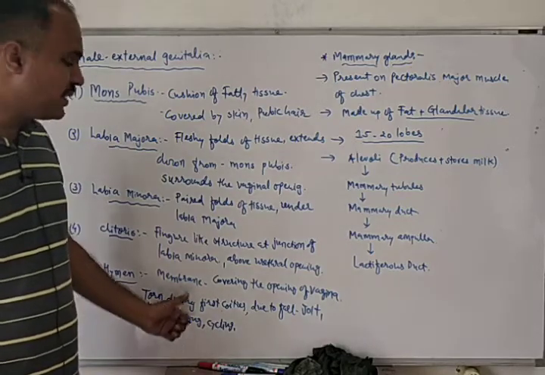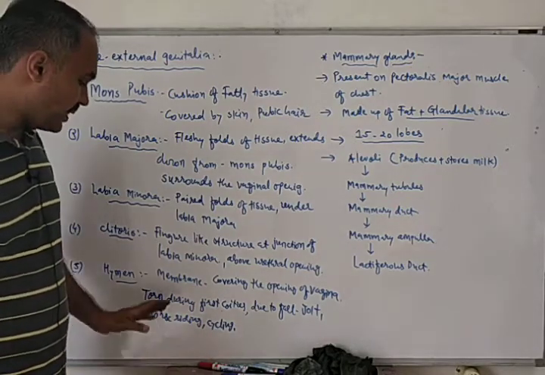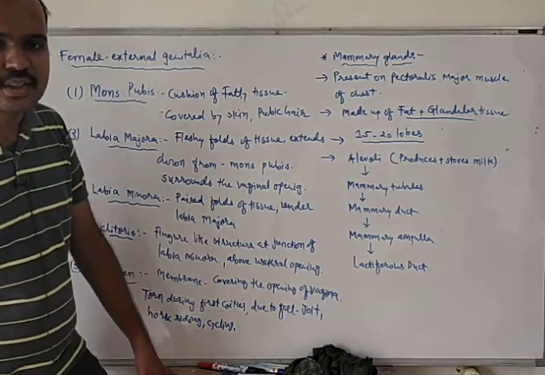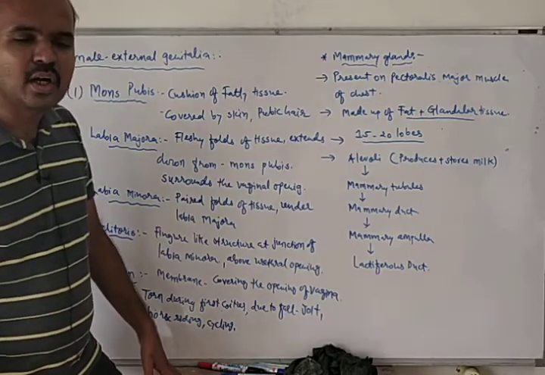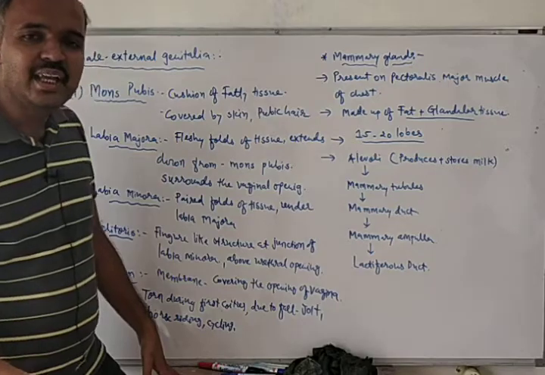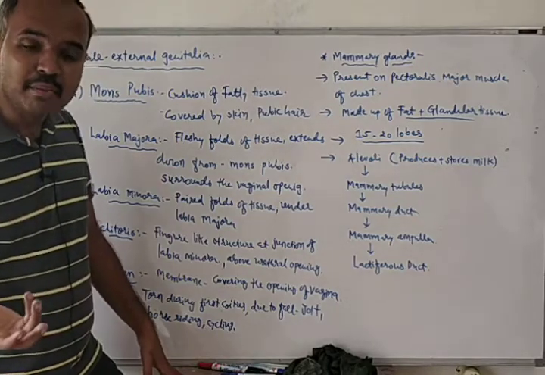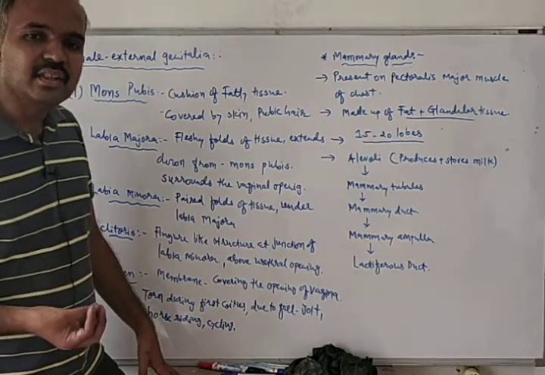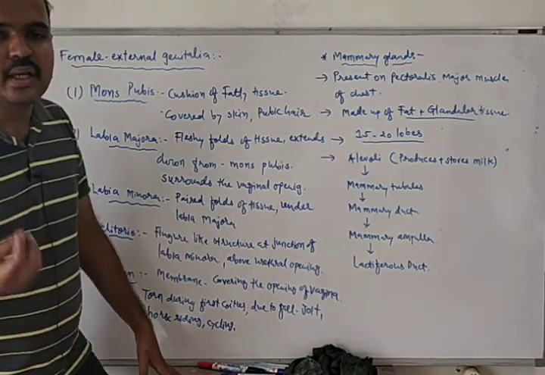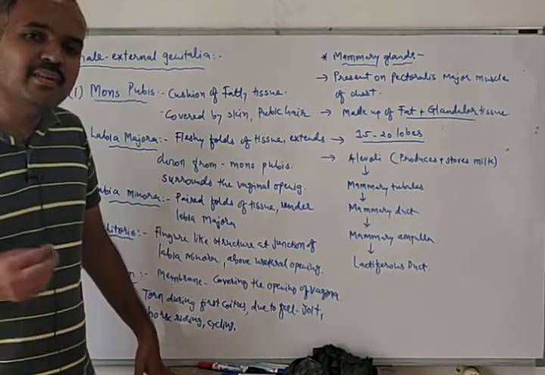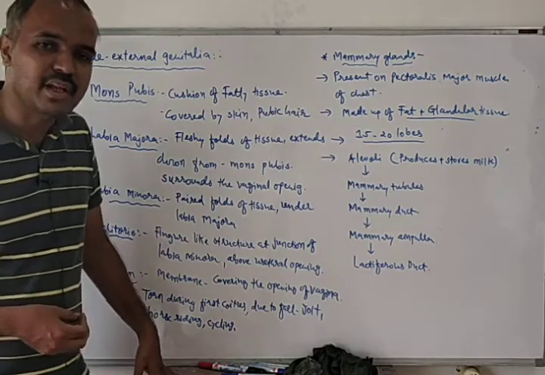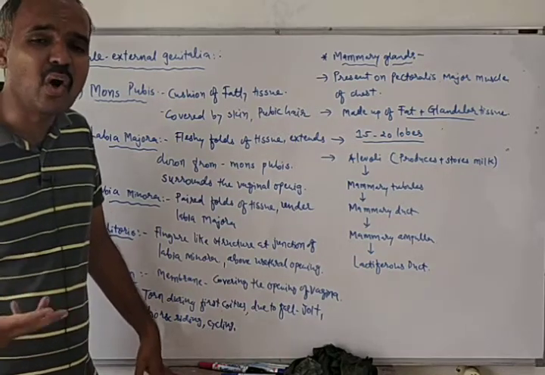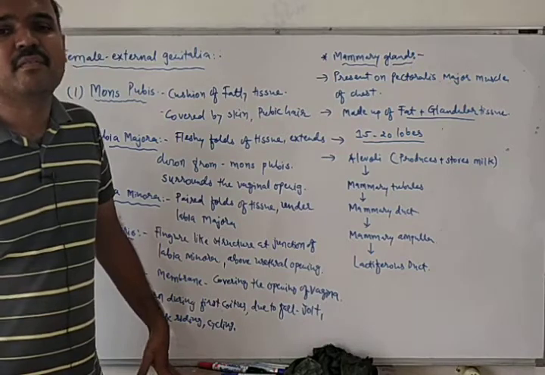This hymen may get torn during sexual activity, and it may also get torn during horse riding, cycling, a fall, a jolt, or due to a vaginal tampon. Generally there is a belief that the hymen always gets torn due to sexual activity, but this is a wrong belief.